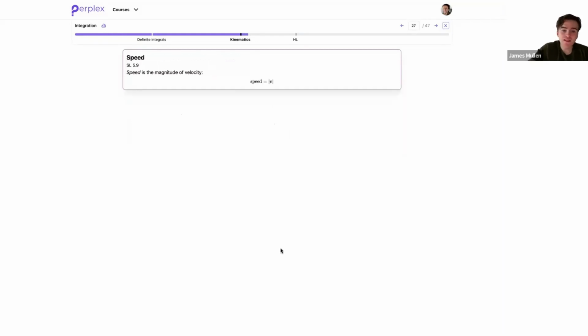Now, speed. What is the difference between speed and velocity? I can't have a negative speed. So whether I'm running or driving away from my house or driving back to my house, I'm going to be going at the same speed. And so the speed is the absolute value of the velocity, okay?